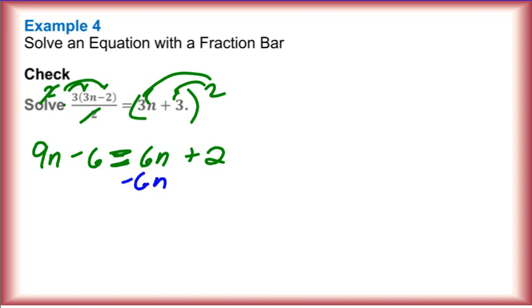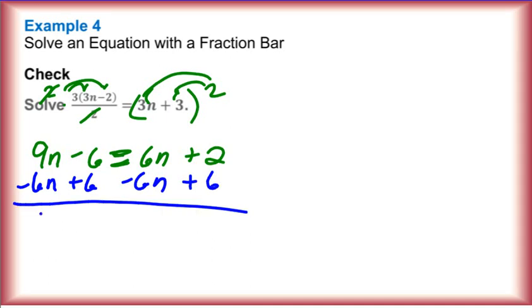Now I'm left with a similar problem like I had before. I'm going to subtract 6n to get my n's to the left, and then add 6 to get my constants to the right. Now I'm left with 3n equaling 8 to get n by itself. Actually, here this is not positive 2. This would be 6. So that would give us 12.